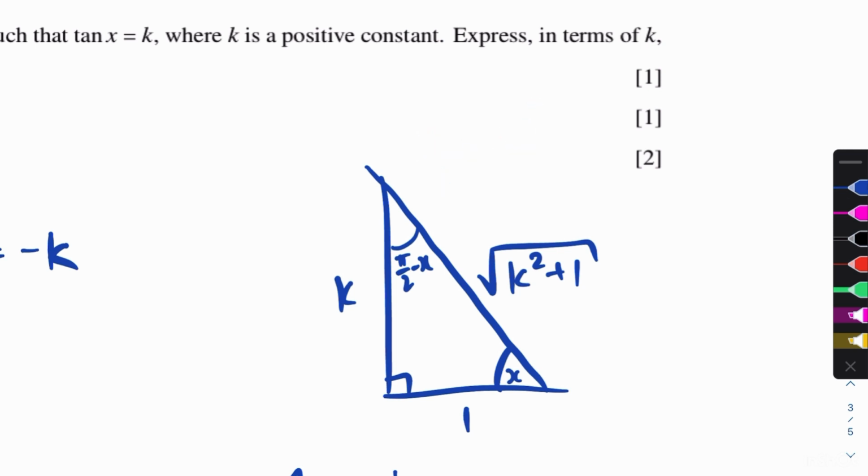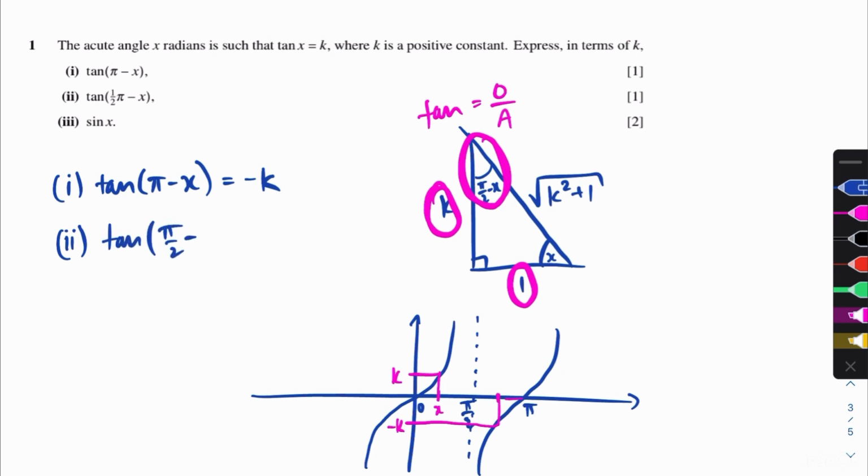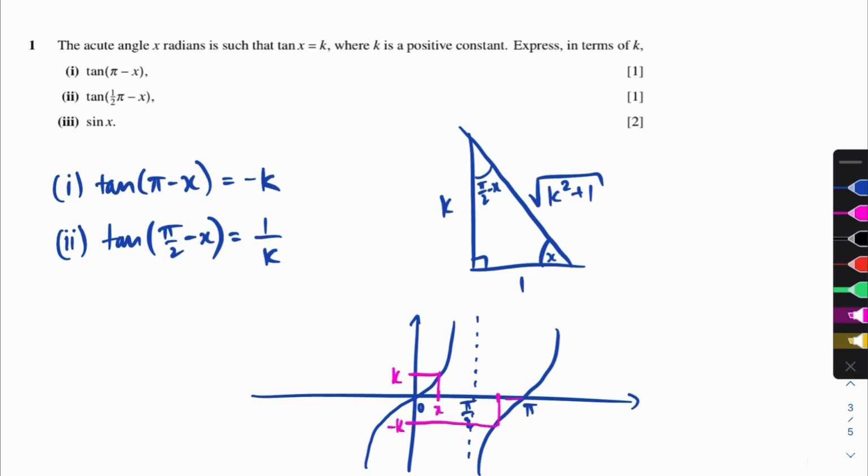So now all we need to do is find the tan for that angle. So remember, tan is opposite over adjacent. So if this is the angle we're looking for, the opposite is here and the adjacent is here. So we would write tan(pi over 2 minus x) equals 1 over k. That's part 2 done.